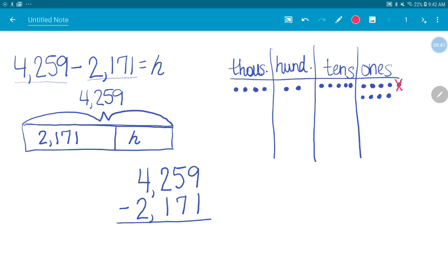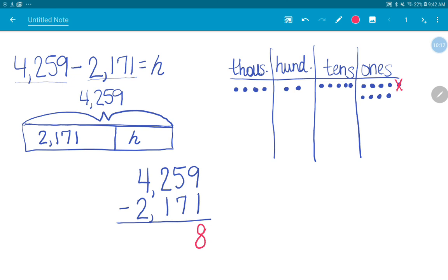Does it matter which one I take from? No. I'm just going to X one of those out to show that I'm taking it away. And that leaves me with how many? 8. I have 8 ones. 9 minus 1 equals 8. Did I show that on my place value chart? I did. All right. So now we're going to move to what?